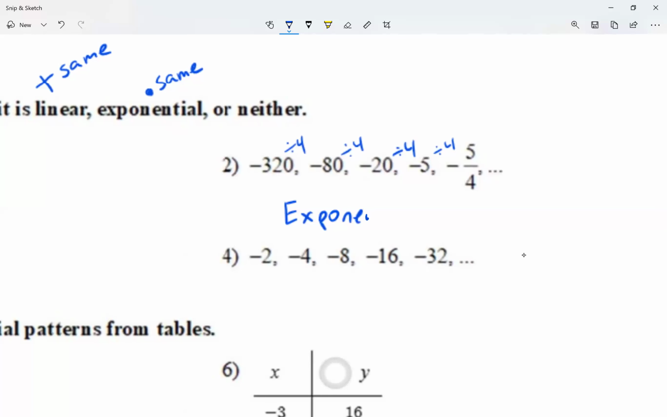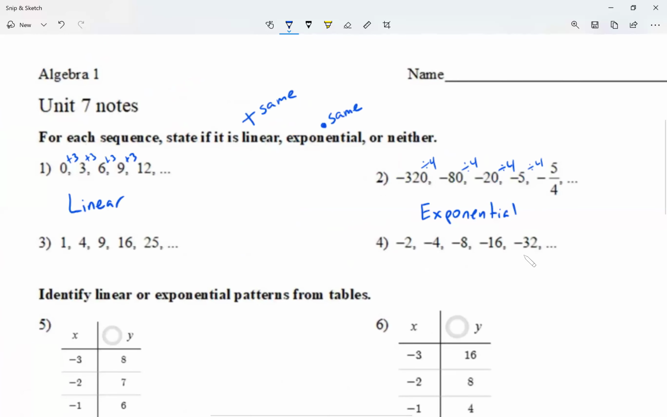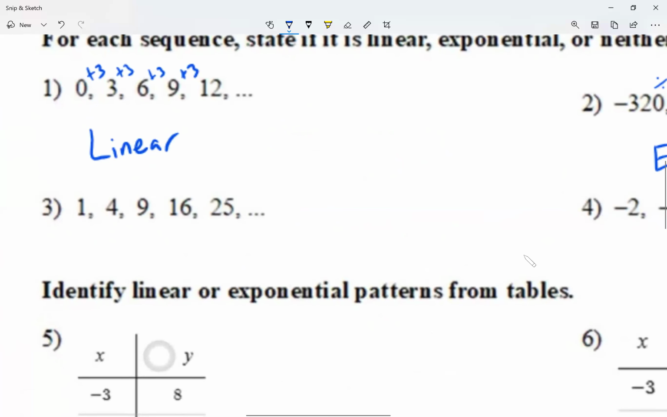On your homework, it's going to be multiple choice. So we know that linear, I add or subtract the same thing. Exponential, I multiply or divide the same thing all the way. Now, sometimes it's not linear, sometimes it's not exponential, so I'm going to call that neither. Let's take a look at question number 3.